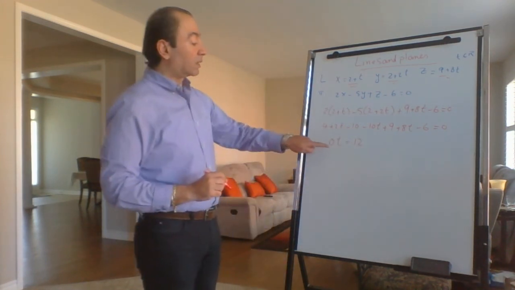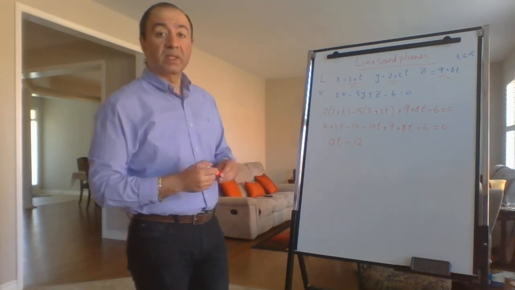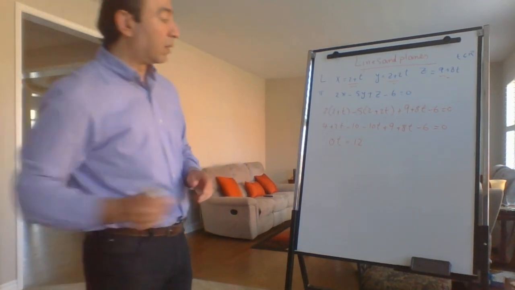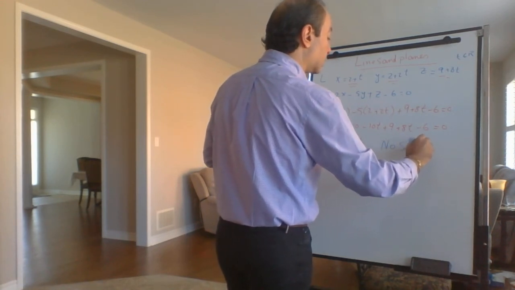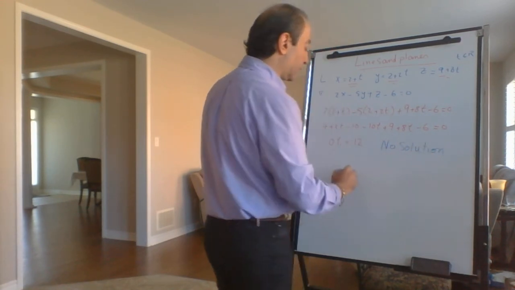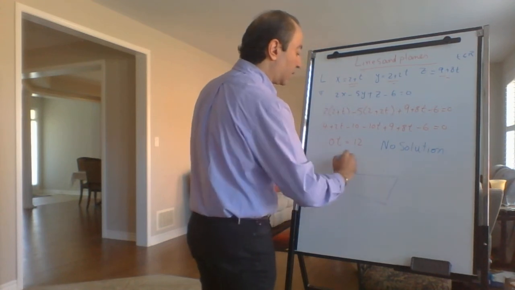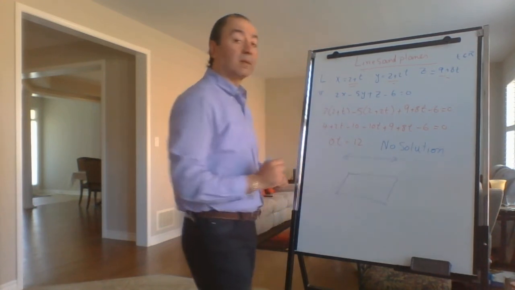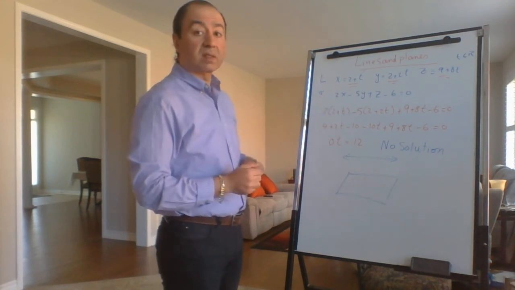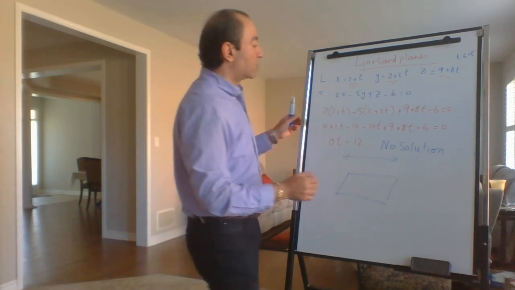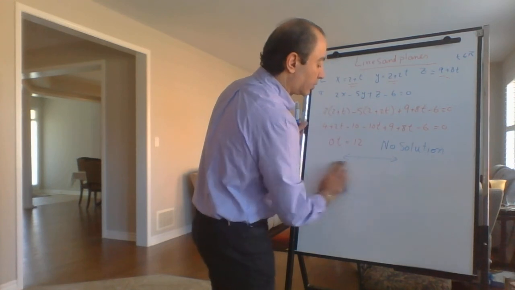Alright, what number when we multiply it by 0 will get 12? There is no number. So no solution. So what case is this? This case is that the line is parallel to the plane, because I cannot find a parameter that will give us this point. Okay, so this is example 2.